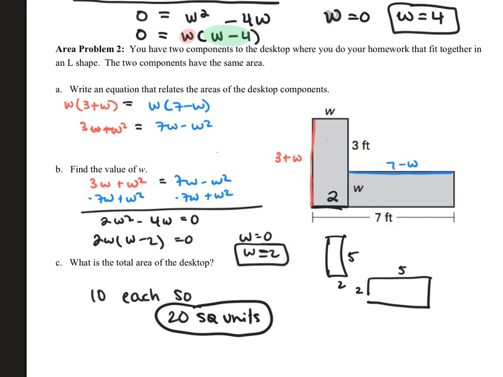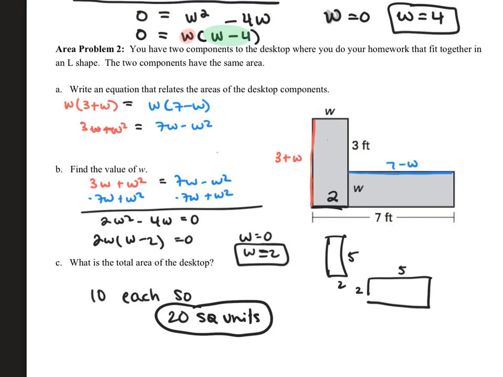But again, I can't have a rectangle that has 0 for a dimension. So even though this quadratic equation has 2 roots, 0 and 2, and if I were to graph it, I would see it cross the x-axis twice, only one of them is reasonable and makes sense within the context of the problem. So width has to be 2.